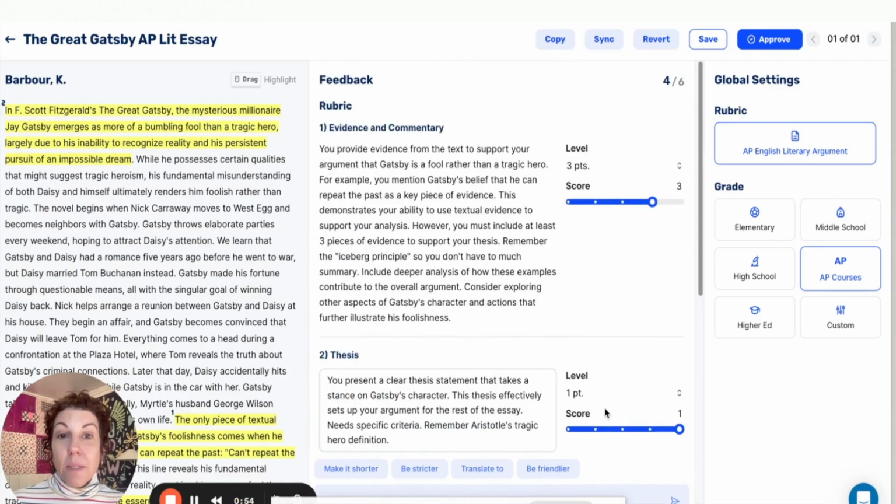So now that I am satisfied with the feedback that CoGrader and I are giving the student, I can go ahead and improve this feedback for the student, and they are going to be one step closer to getting that 4 or 5 on the AP essay.